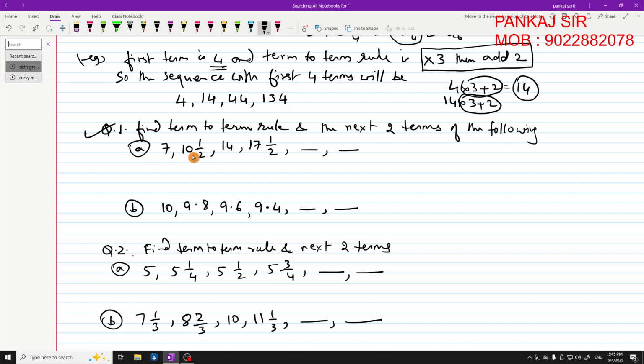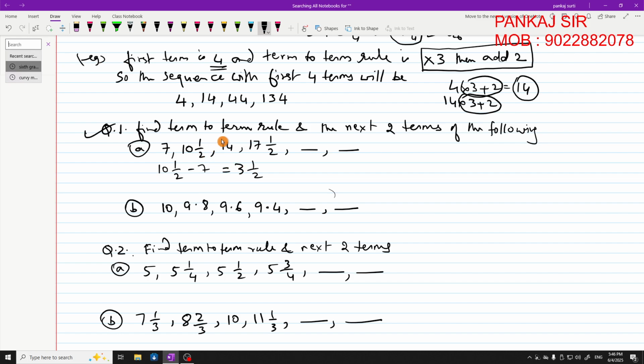So basically, what is the connection between these two terms? That is, term to term rule is what? That we'll first try to find out. Now, if I do something like 10 and a half minus 7, what answer should I get? 10 and a half minus 7 works out to, let me check on calculator, 10.5 minus 7. Okay, I get 3 and a half, right?